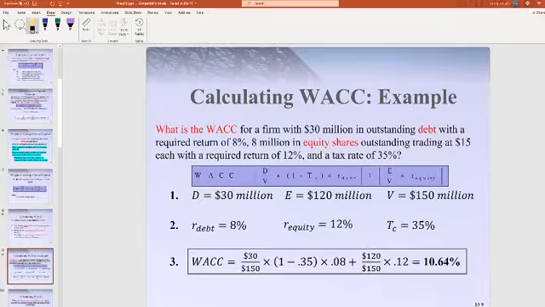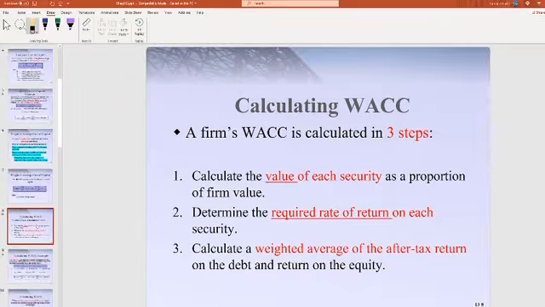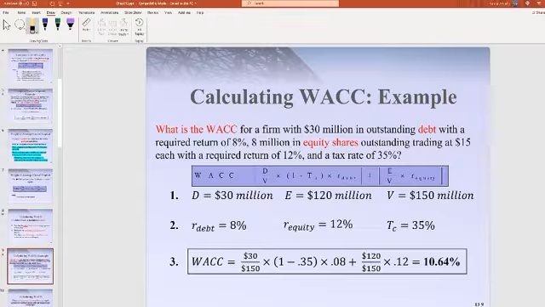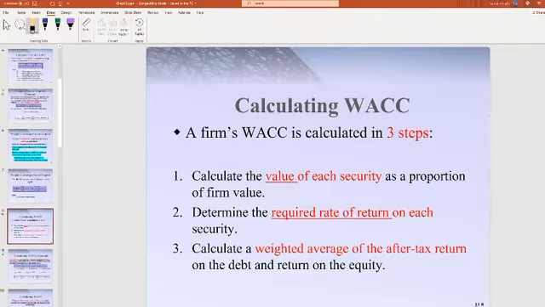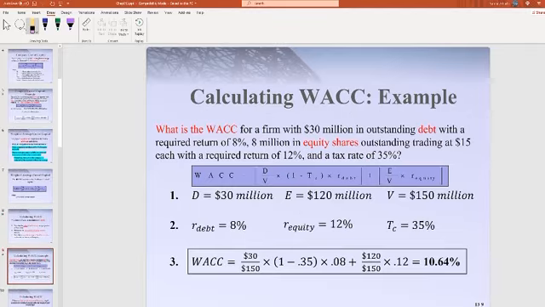So we are done with the first step here, which is to calculate the value of each type, right? Okay, so now we know debt, equity, and value of the company. The second step, we need the required rate of return. For debt, it's given, right? Required return is 8%, so we call it RD. For equity, 12%. And the taxes, later on, you will put it in the formula.